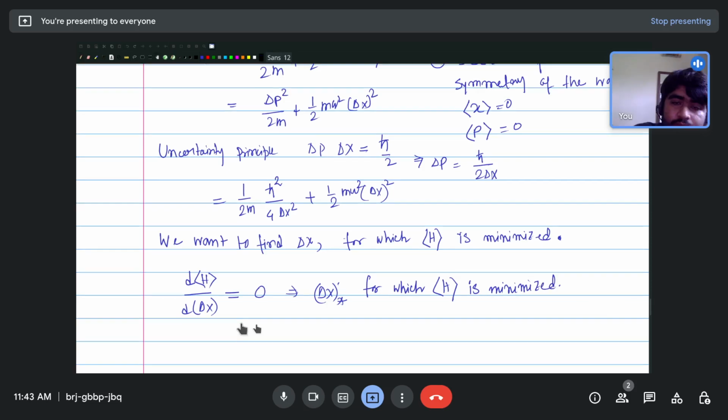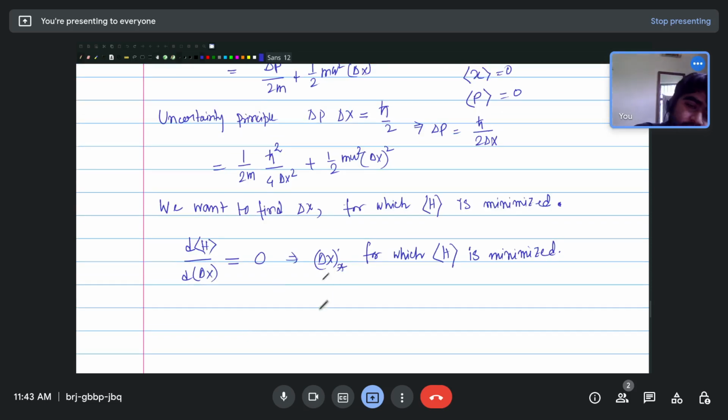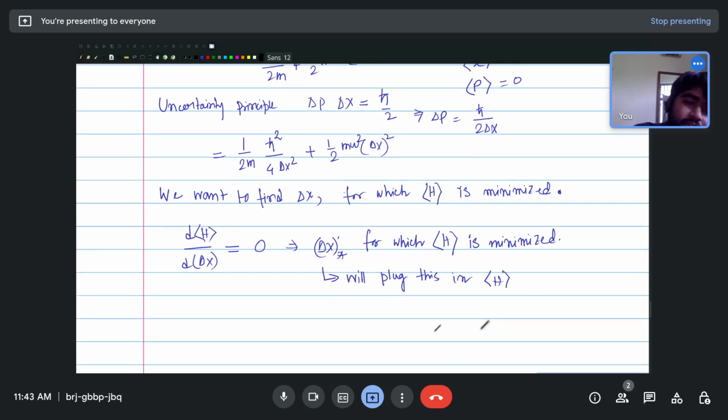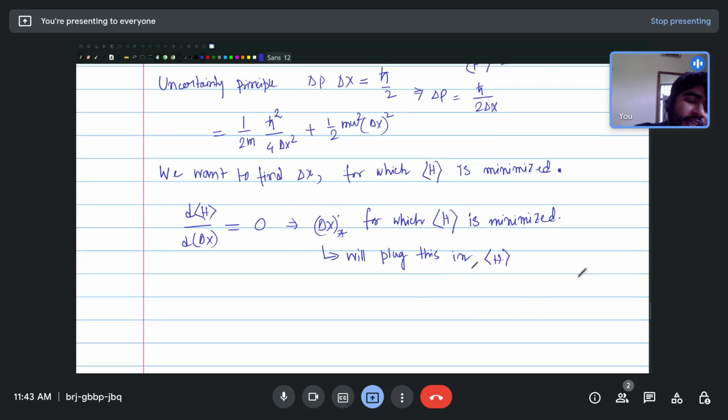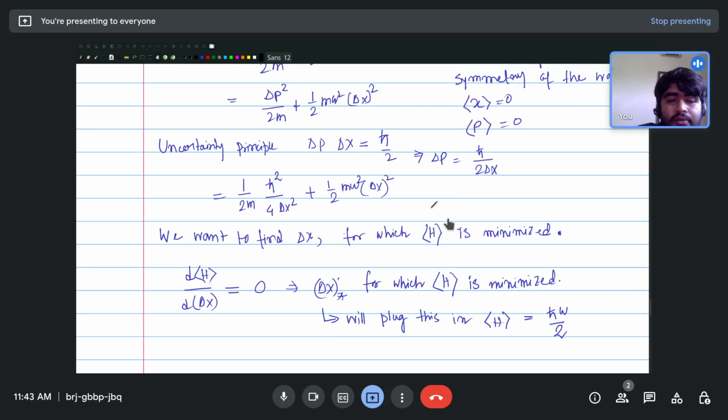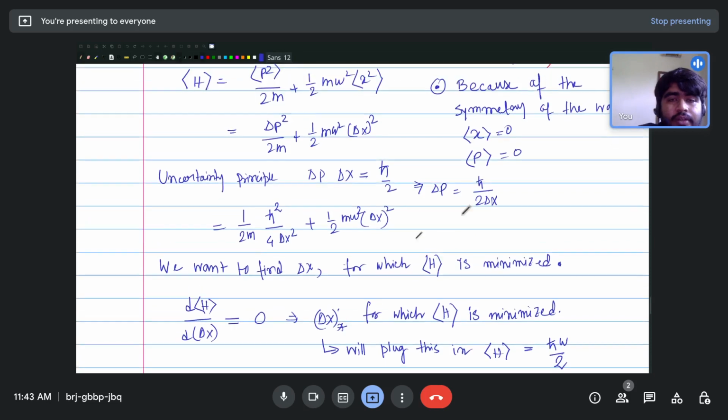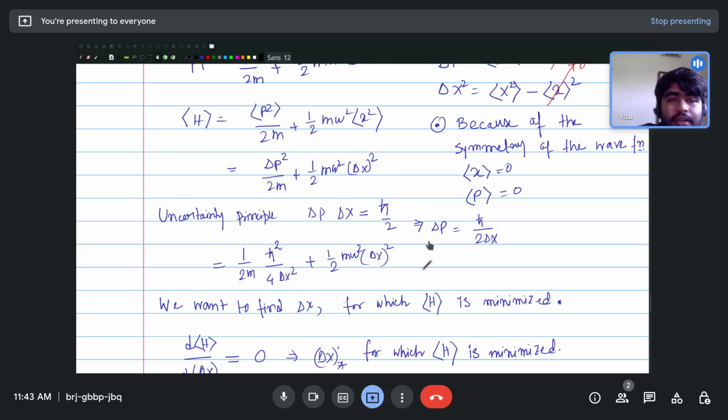And so we'll plug this in the expression h, okay. So then you will see that it will directly give you some energy which will be h bar omega by 2. So you see, by doing so little we have already obtained the ground state energy of the Hamiltonian. So let me just repeat these parts.